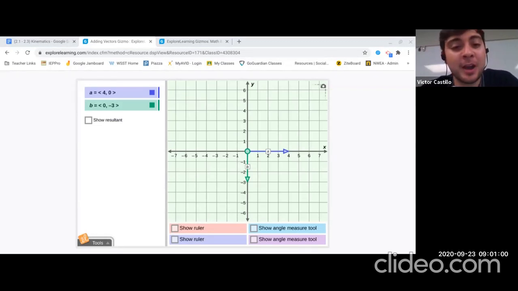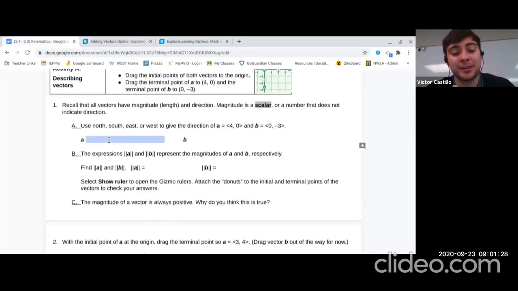Yes, so I'm getting some common answers. A is going east, right? Remember, north, south, east, west. Never eat slimy worms, going like a little clock. So you always go north is up, east is to the right, south is down, and west is to the left. So vector A is going towards the east, and vector B is going towards the south. Good job on the ones who answered it right there on the chat box. So A is south, east, my bad. A is east, and B is south. Good job. Okay, east and south.